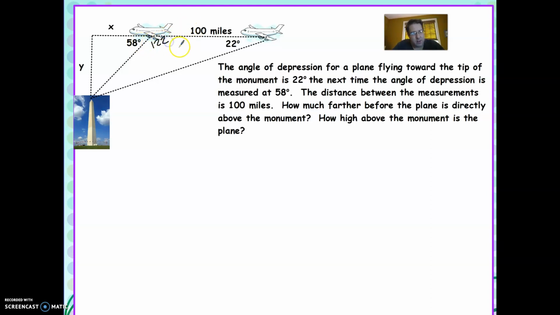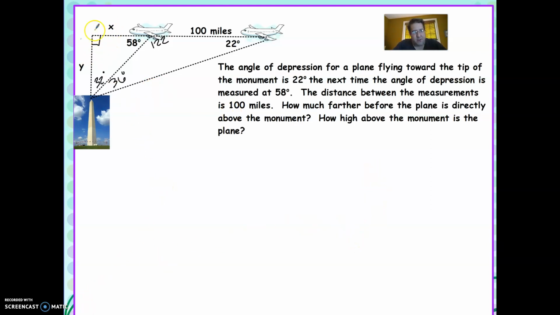Well, first of all, if I use this 58 degrees, 180 minus 58 tells me that this has to be 122. And then if I add that to the 22, that gives me 144. And 180 minus 144 gives me 36. All right, so now if this is 36 and this is a right angle because it said right above, then I should also be able to find this angle, because 90 minus 58 gives me 32. All right, so now that I have basically all the angles, I just used the sum of all angles in a triangle in order to figure that out.